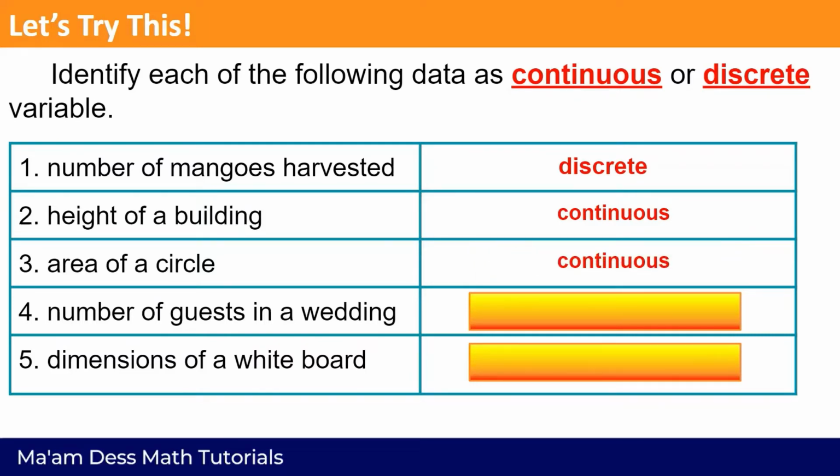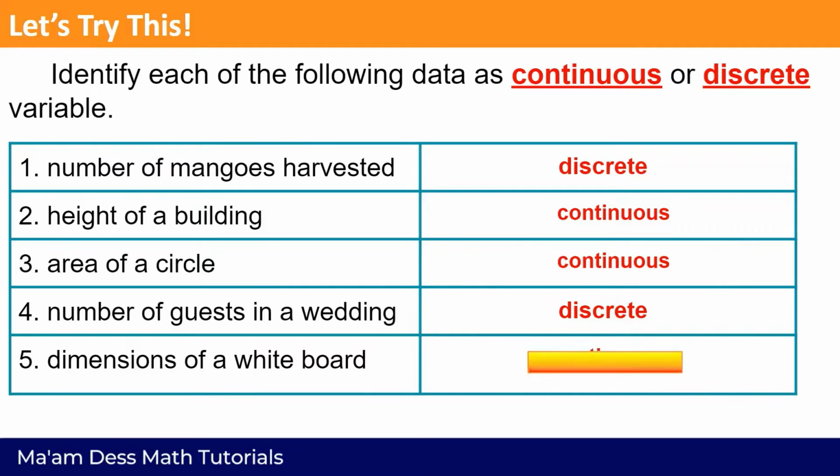Number four, number of guests in a wedding. What will we do, counting or measurement? Of course, we have to count the number of guests. Therefore, it is a discrete variable. Number five, dimensions of a whiteboard. When we are talking about dimensions, of course, it means measurement. So therefore, it is continuous.